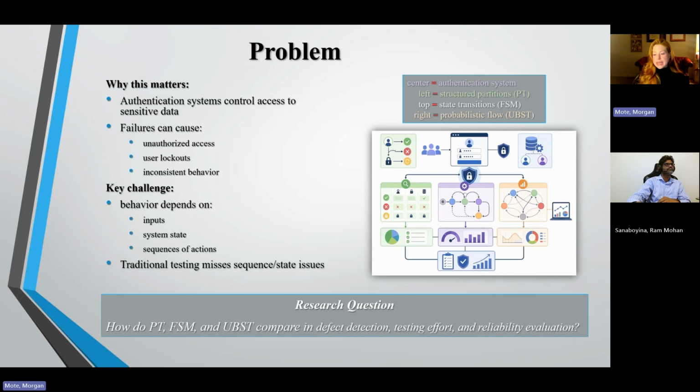The main objective of this project is to compare the 3 testing methods in terms of their effectiveness, the effort required to apply them, defect detection, and their ability to evaluate system reliability.